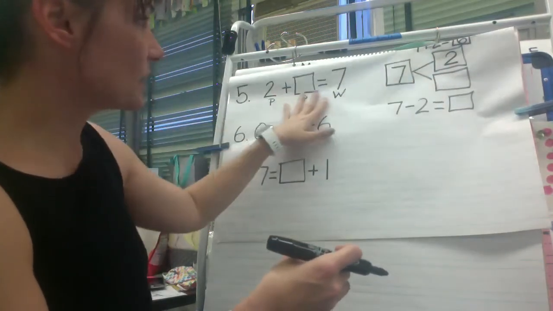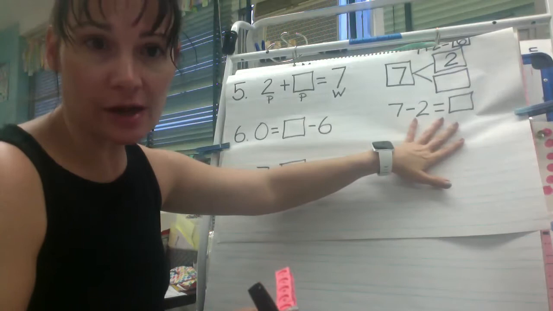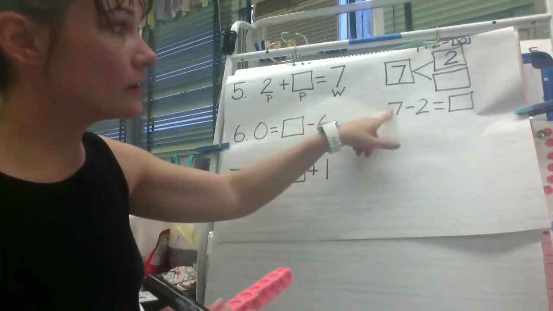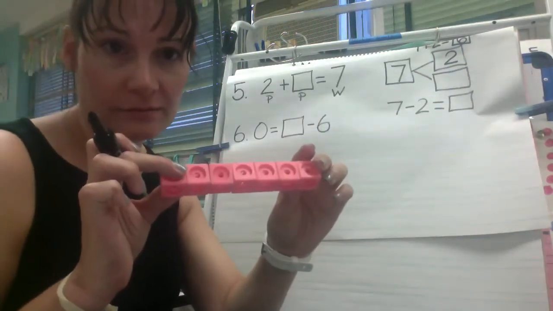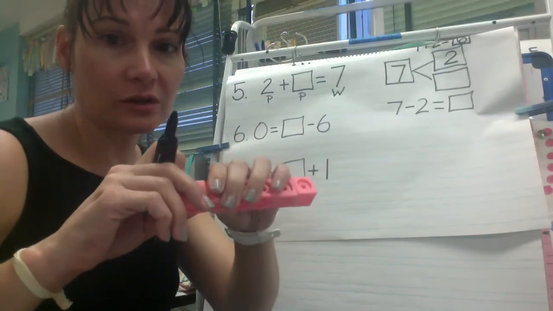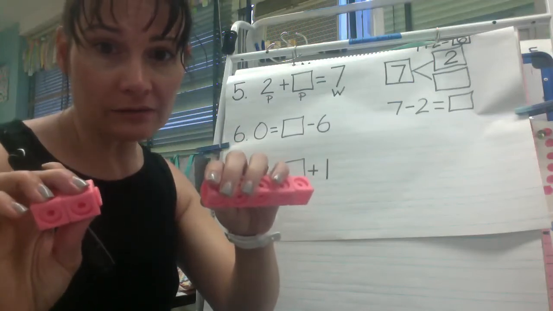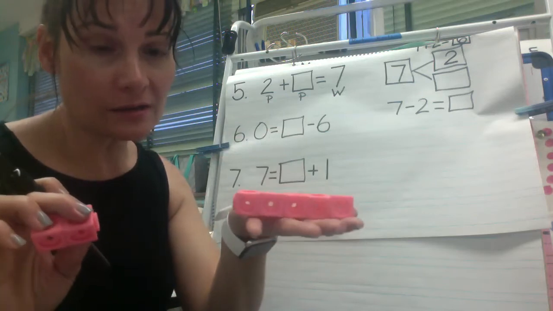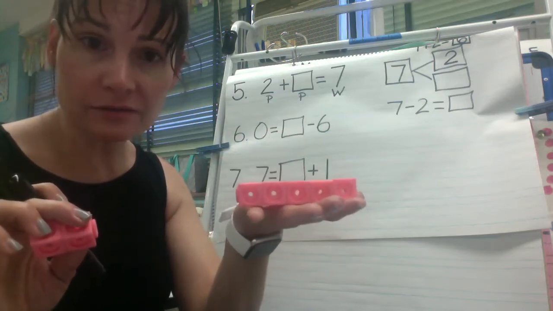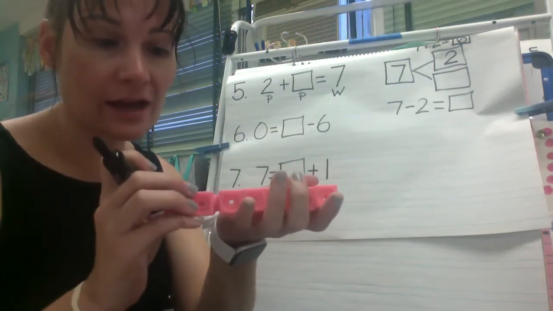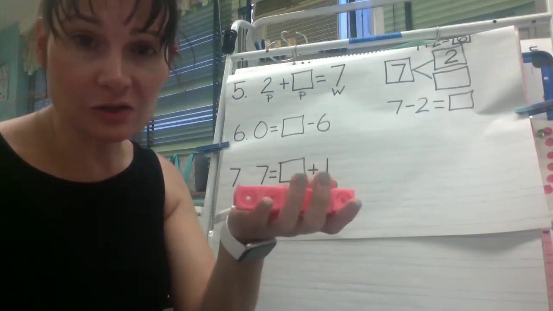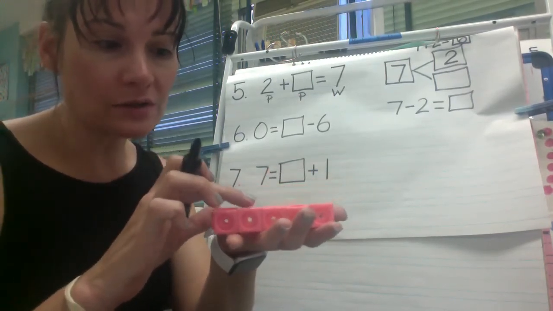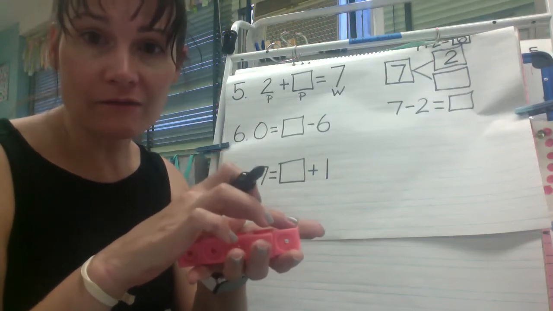So I'm going to use my addition and my subtraction to help me. If I knew I had 7, and I took 2 away, how many would I have left? Let's see. I had 7. I took 2 away. 1, 2, 3, 4, 5.